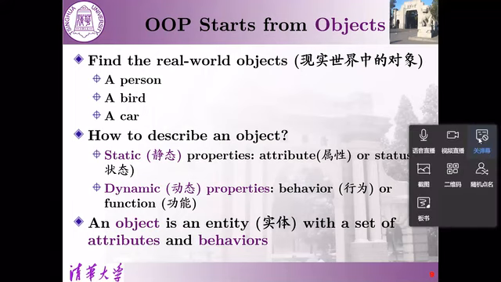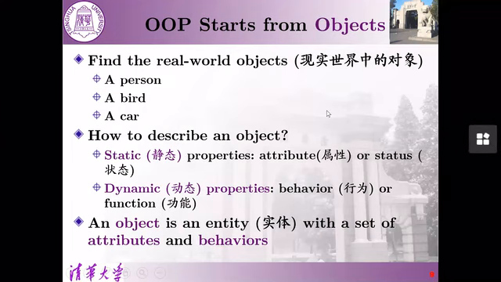Okay. Now I want to close the split screen message. So now we will learn objects and classes. Actually, we can find real-world objects everywhere: a person, a bird, a car. How to describe such an object? So we can see that there are static properties and dynamic properties. For static properties, it refers to attributes and status, right? And for dynamic properties, it refers to behavior and functions. So that's how we describe an object.